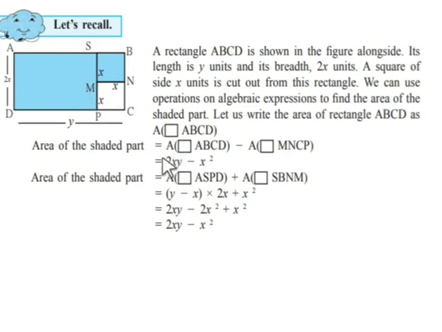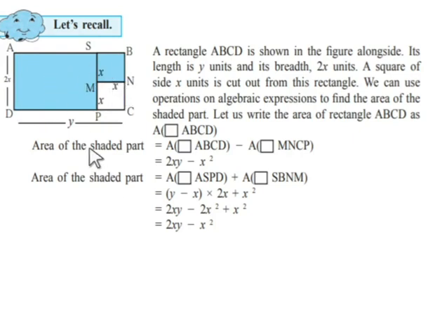by using algebraic expressions. Now let us write the area of rectangle ABCD as area (rectangle ABCD) completed. That is, we are going to write the area of this rectangle ABCD in short like this. So here there are two ways of finding the area of the shaded portion. In the first, if you find the area of rectangle ABCD, and subtract the area of this square MNCP, then you will get the area of the shaded part.